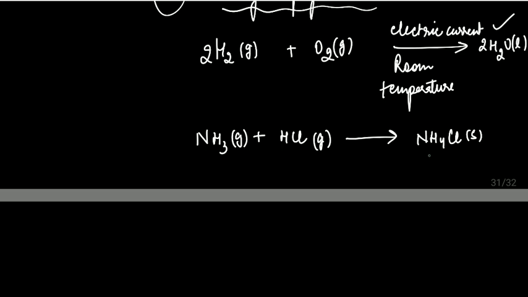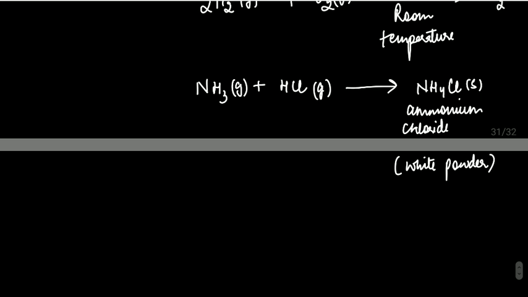So this ammonium chloride is a white powder. It generally is formed in the form of fumes, but after some time we can actually cool it down to some solid powder. So ammonium chloride, it's a salt. So ammonium chloride is formed. There's a very good question we can make out of it.